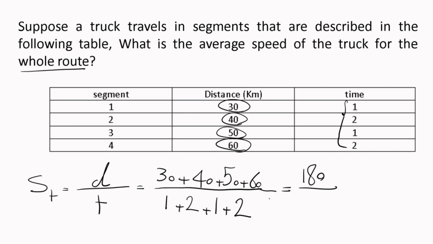180 over 6 is going to be 30, and the unit, because I have it based on kilometer and I have it based on hour, the unit will be kilometer per hour.